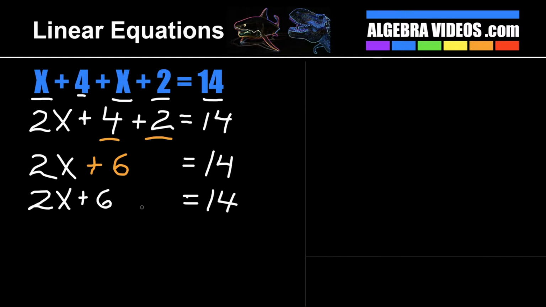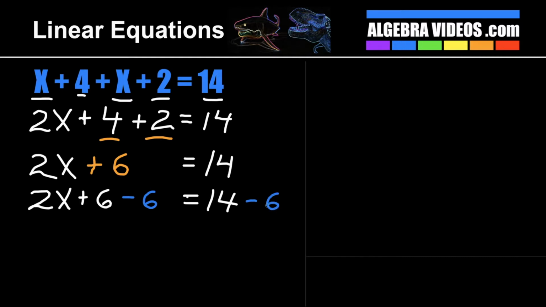And the next step is to get rid of this 6. So what I'm going to do is I'm going to subtract a 6 from both sides. And I'm going to do that in blue just so you can see it. Of course, the color doesn't really matter, but I'm subtracting a 6 from the left side, and I'm going to subtract a 6 from the right side.